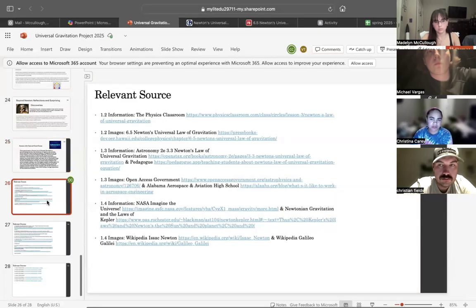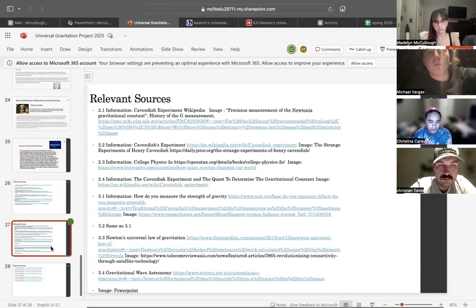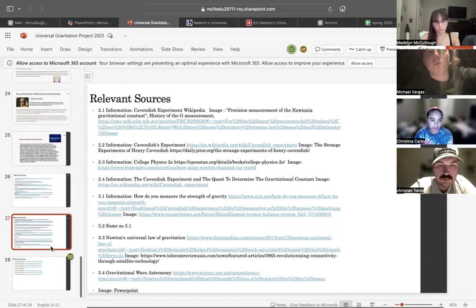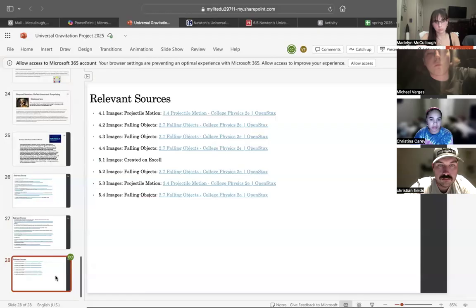6.4 Relevant sources. These are the sources for the project from 1.2 through 1.4. Continuing, we have relevant sources for 2.1 through 3.4, and then continuing, we have 4.1 through 5.4.